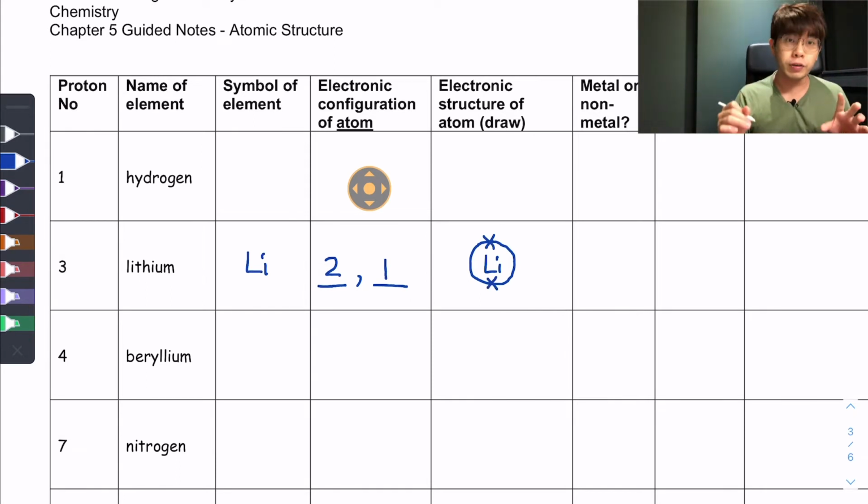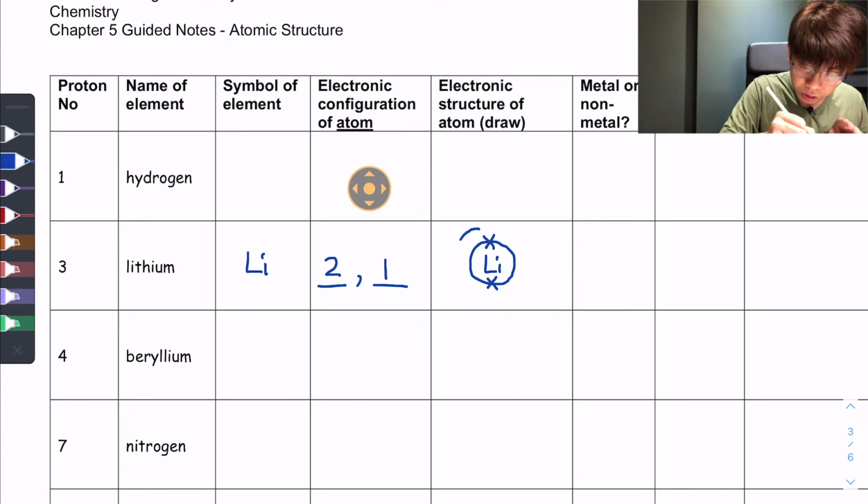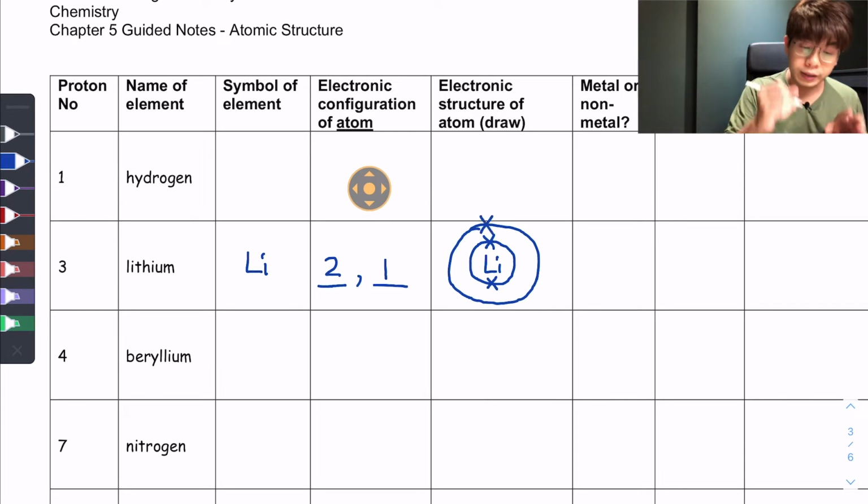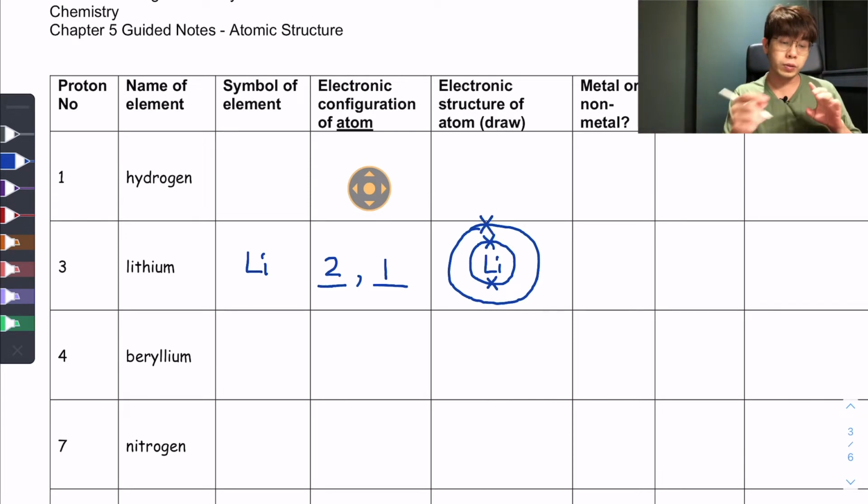And that's the max of the first shell. So what do I do? I draw a second shell, and then after that I do north, and then there's only 1 electron. Okay, so this is the electronic configuration of the atom.